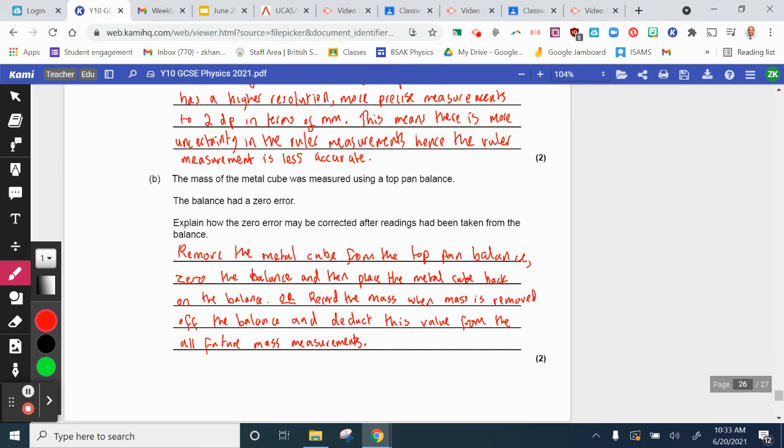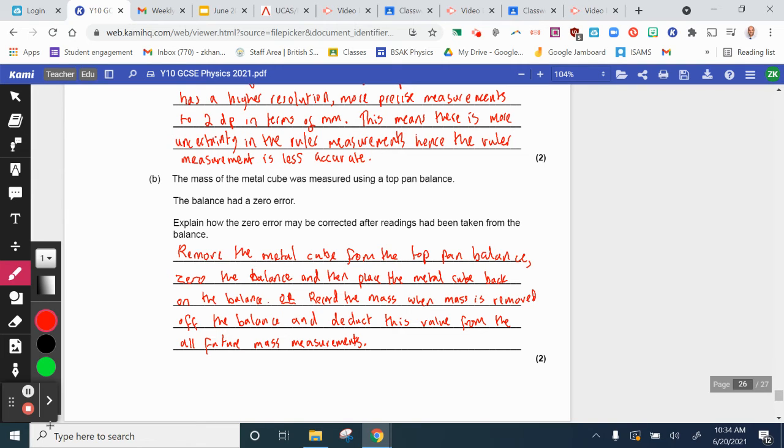Part B. The mass of a metal cube was measured using a measuring balance, or in other words, top pan balance. The balance had zero error. There are two ways to reduce zero error. And one is we can remove the metal cube from the top pan balance, zero the balance, and then place the metal cube back on the balance, and it would measure the correct reading for the mass.